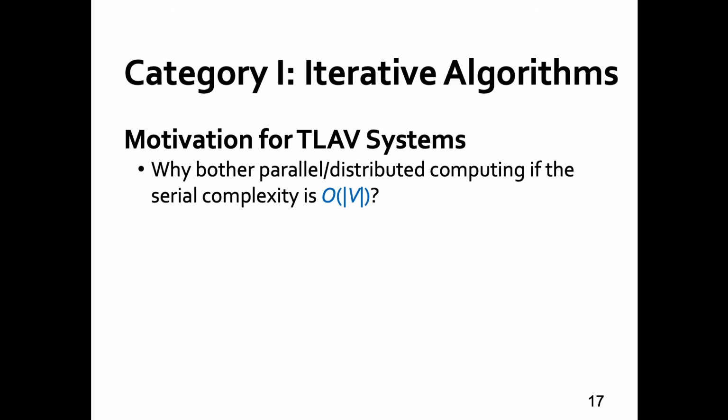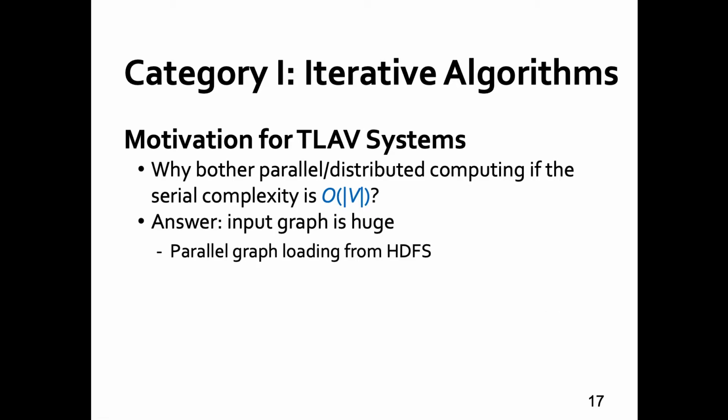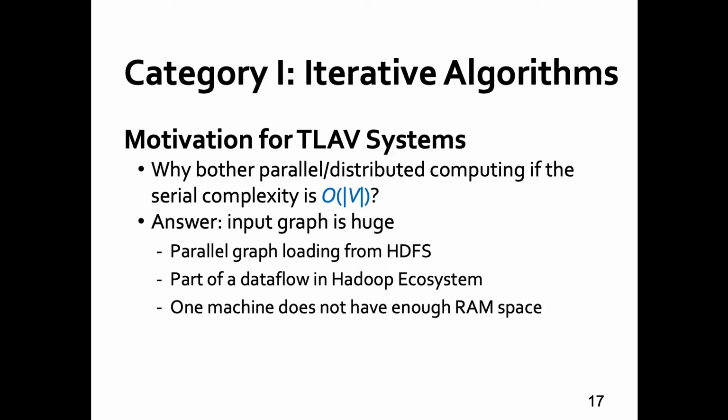A natural question to ask is, why do we care about parallel computing if a serial algorithm has a linear cost? The main motivation is that our input graph can be huge, so you want the graph to be loaded from many disks in parallel to benefit from the total disk bandwidth, which can be achieved if your data is kept on the Hadoop distributed file system. Also, your job may just be one operation in a long data flow on top of the Hadoop ecosystem, so you want to use a Hadoop-compatible framework. More importantly, your laptop may not have enough memory space or even disk space to keep such a big graph. Last but not least, you only need to define a compute function for a vertex in the TLAV API, which is much faster to implement.